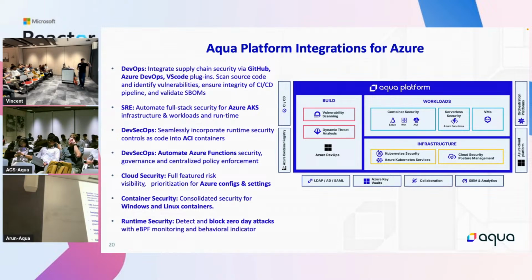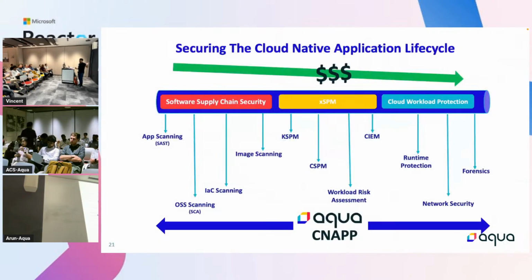Okay. Cloud security, so scanning the Azure cloud for any misconfigurations. And lastly, a single platform to secure whether it's Windows or Linux containers, whether you're running it in ACI or AKS, we will support that. Right? And runtime security, very crucial, right? Detecting and blocking zero-day attacks in your environment. So that's from Aqua's perspective. We are covering a set of use cases that you see in the market today. You might have heard some of these names, right? But they serve different aspects of the application lifecycle.